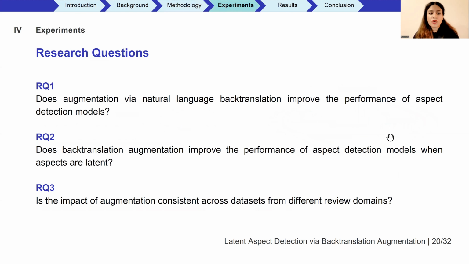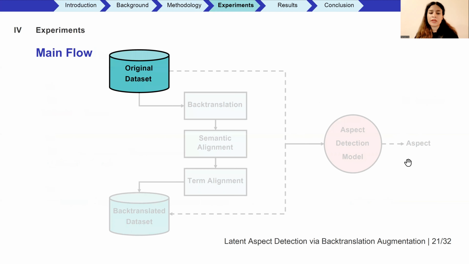The three research questions that we have are: first, to see whether this back translation augmentation can improve the performance of aspect detection models; second, whether it can help with latent occurrences of aspects; and third, to see whether it is cross-domain or not.